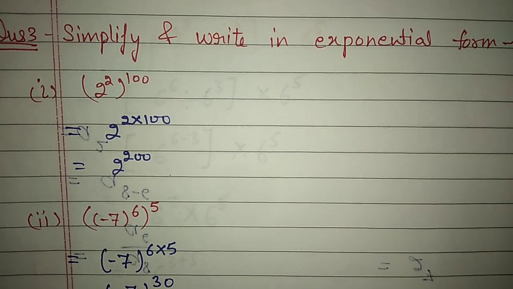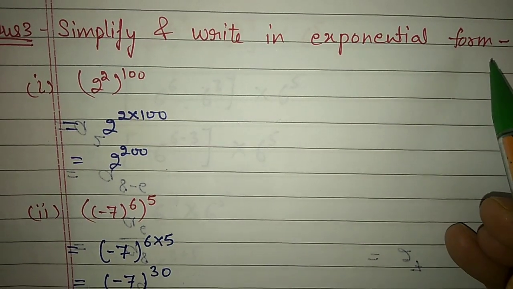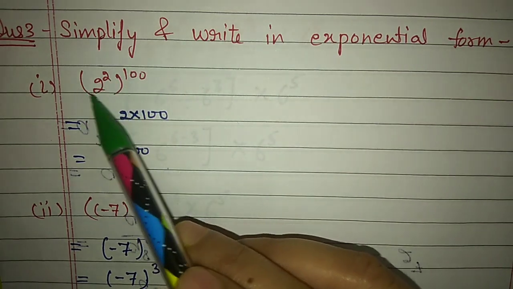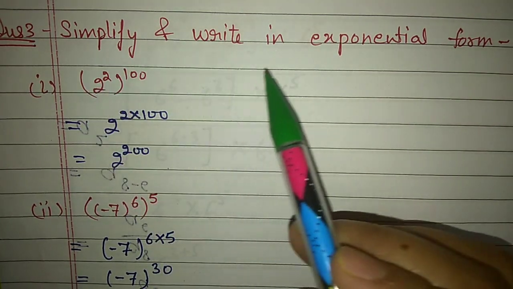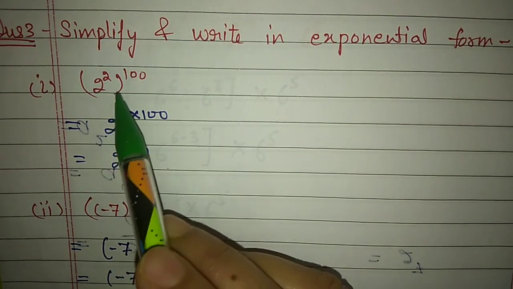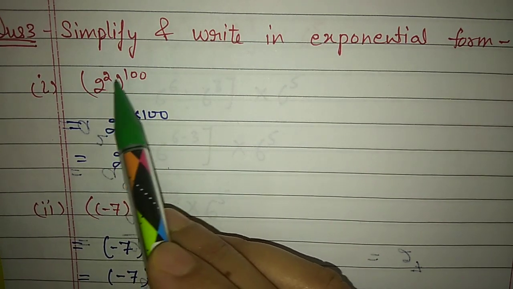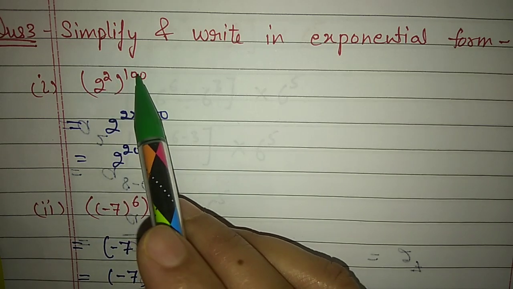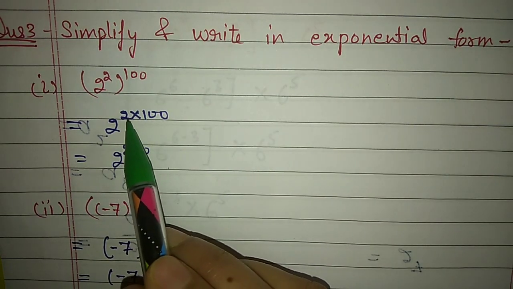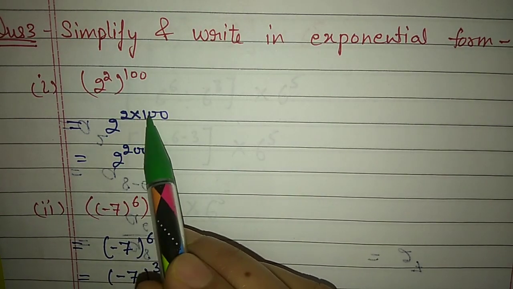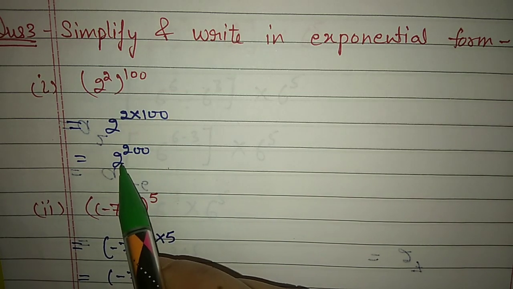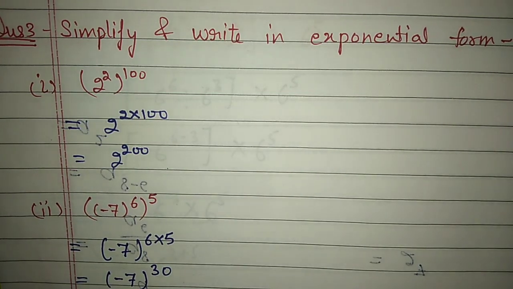Question number 3. Simplify and write in exponential form. So we have to simplify this number and leave our answer in exponential form only. First part, (2^2)^100. When power to the power is there, it means we have to multiply powers. So 2 to the power 2 into 100. 2 into 100 is 200. So the answer is 2^200.